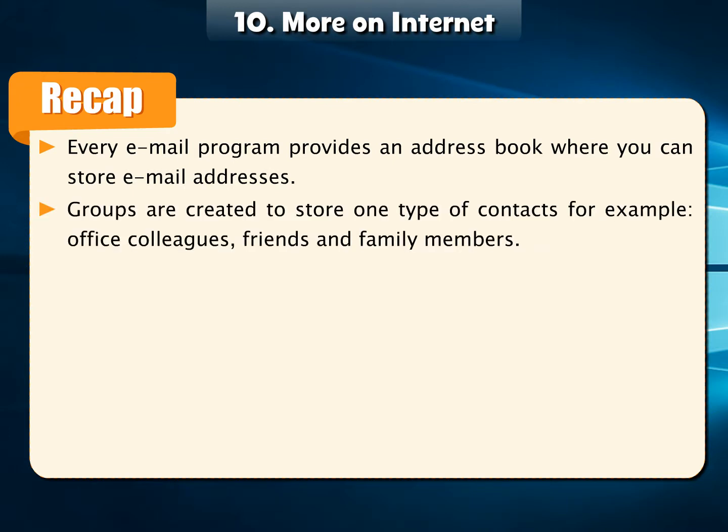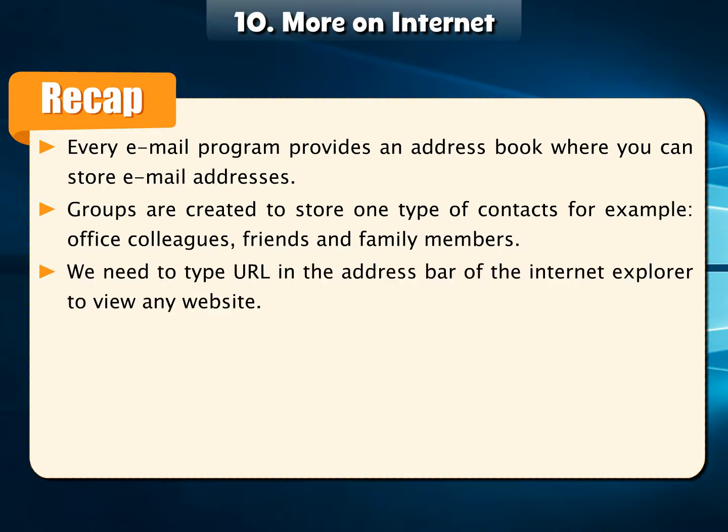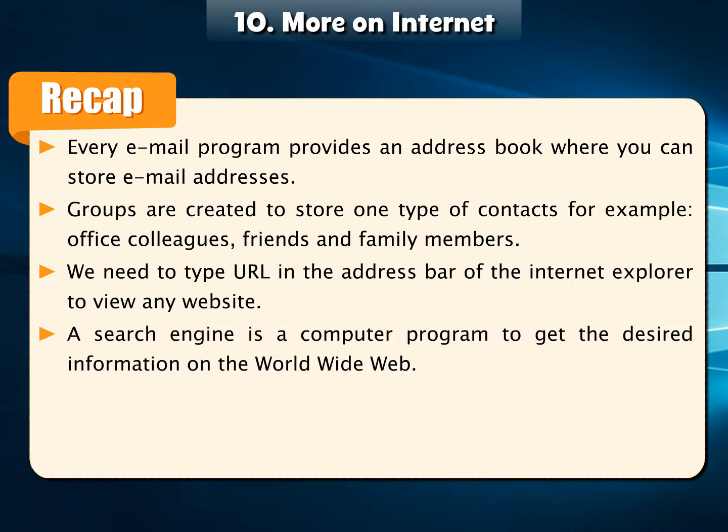Recap. Every email program provides an address book where you can store email addresses. Groups are created to store one type of contacts, for example, office colleagues, friends, and family members. We need to type the URL in the address bar of the Internet Explorer to view any website. A search engine is a computer program to get the desired information on the World Wide Web.